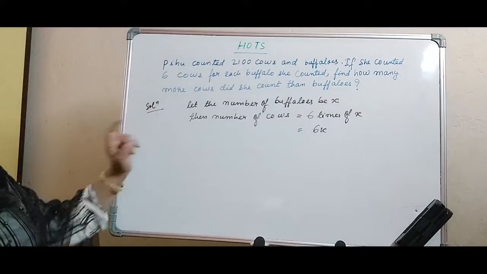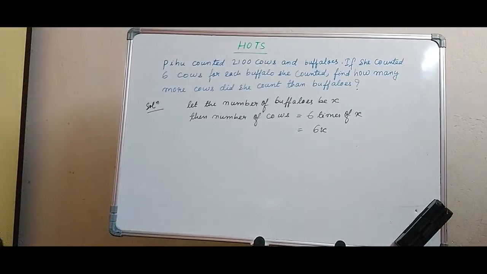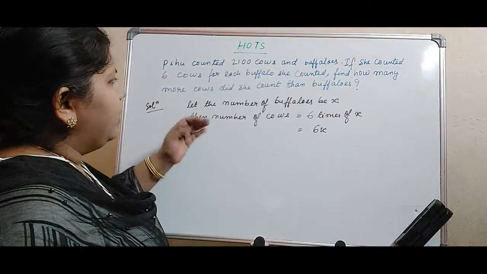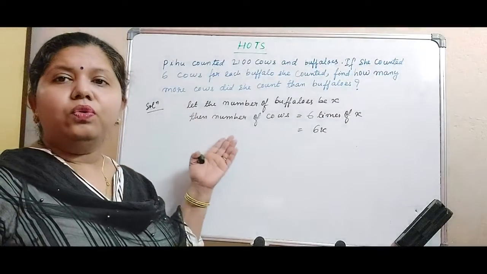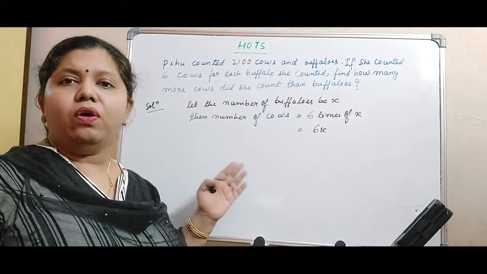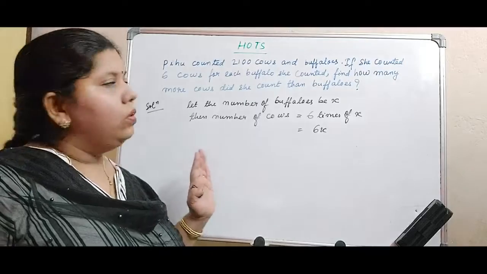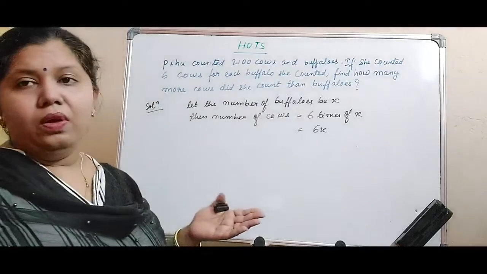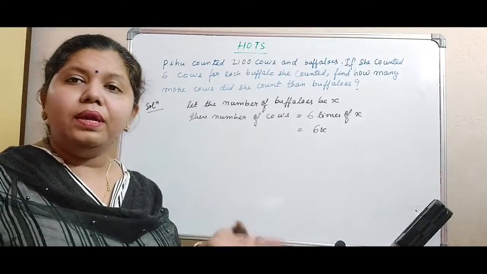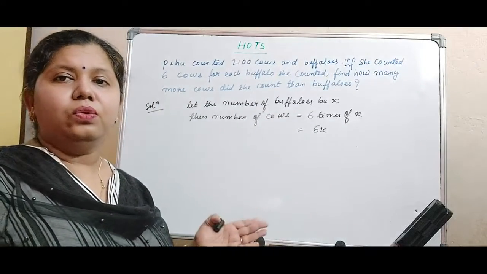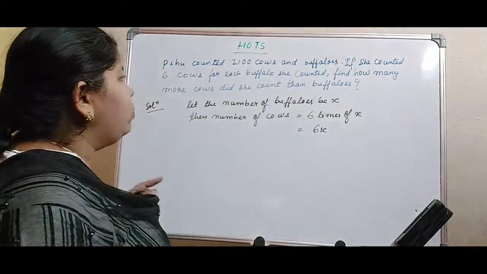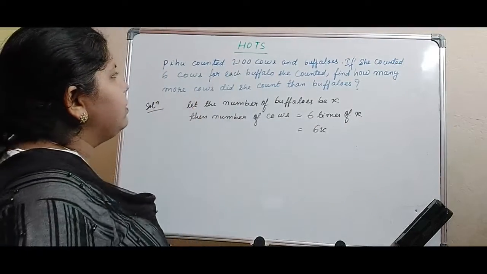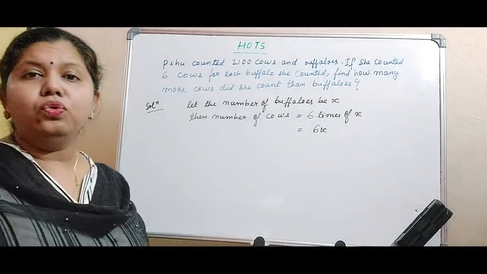Okay, this is the first thing that you are writing. Means we are actually taking a variable. If you don't want to take x, you can take a or b, anything as you wish. You have to just give a name to it. What is the number? It is unknown. How many buffaloes are there? How many cows are there? That is unknown. What thing is known to us? That is the total number of cows and buffaloes. This thing is known to us.